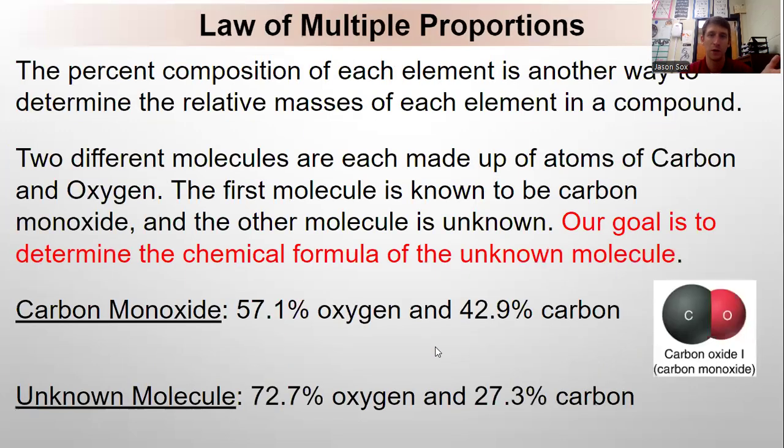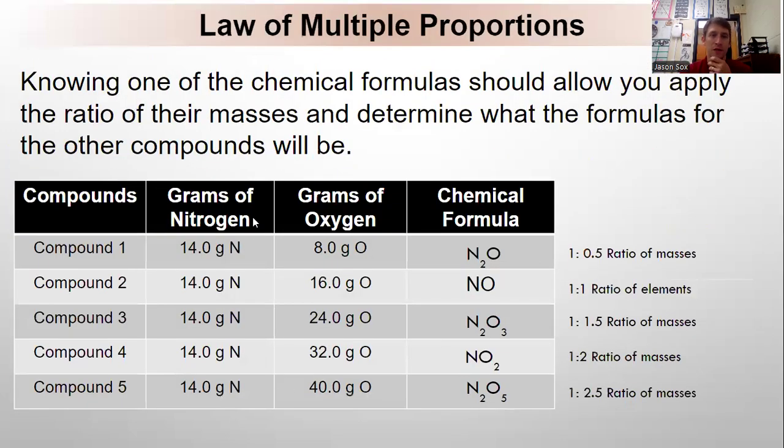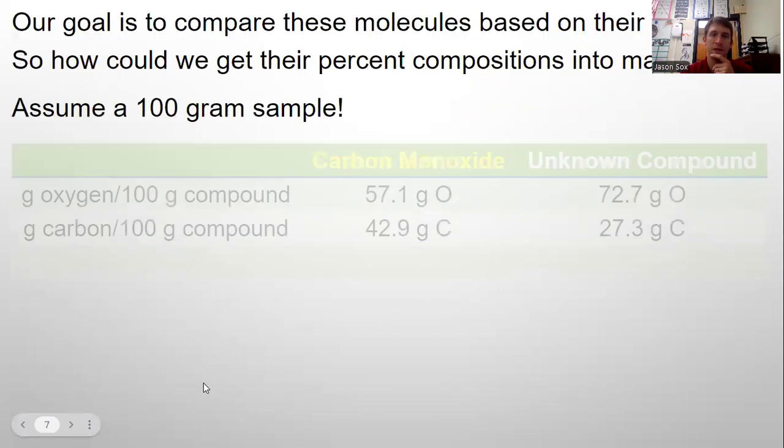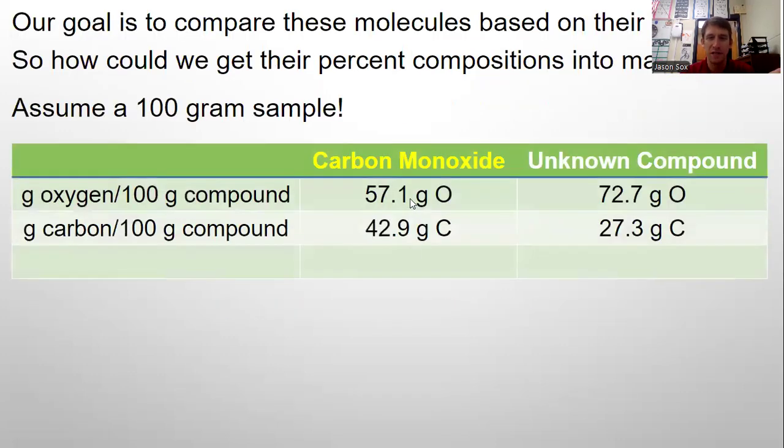Let me flash back to that really quickly to show you how this is different. Everything here had 14 grams of nitrogen. If we look at our 2 new compounds here, we see that they don't have the same amount of oxygen and they don't have the same amount of carbon. So I'm going to have to do a little bit of work to create this equal ground, this comparison between these two.